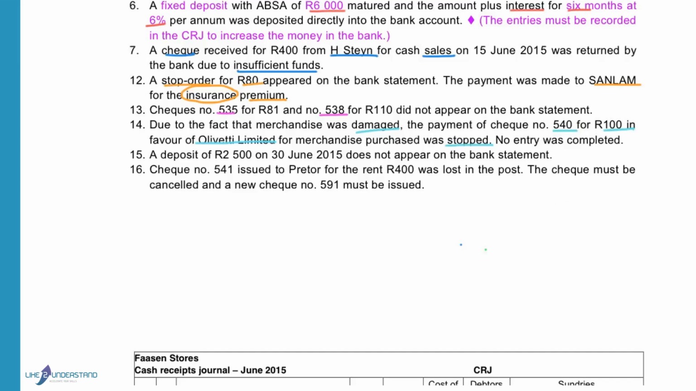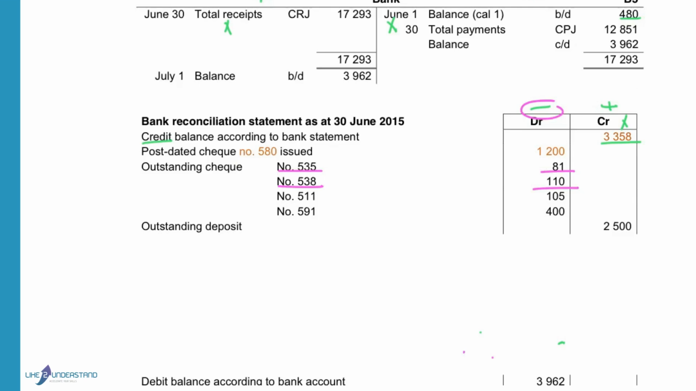A deposit for 2,500 did not appear on the bank statement, so the bank normally closes their books before the end of the month, so they will record this deposit at the beginning of the next month. Any entry that the bank will record in the future will appear on the bank reconciliation statement. We will therefore show that there's an outstanding deposit that they have to record in the future for 2,500. We show deposits on the debit side, and they will record deposits on the credit side.